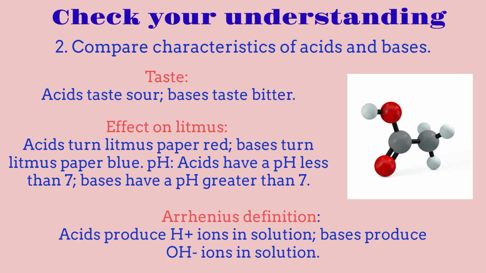And one more characteristic is the Arrhenius definition. Arrhenius was a person that gave a definition for both hydrogen and also hydroxide ions for acids and bases. What Arrhenius said was that if there is a hydrogen plus ion, then that means that it's going to be an acid. If there's a base, then he said that there's going to be a hydroxide minus ion. So acids produce hydrogen plus ions in the solution, while bases produce hydroxide minus ions inside of the solution. So these are 3 different characteristics of acids and bases.